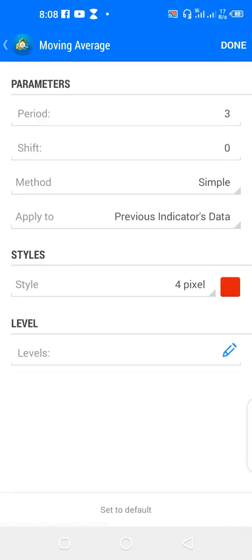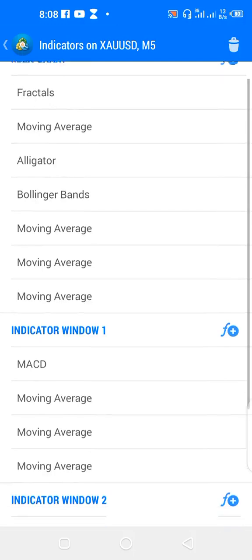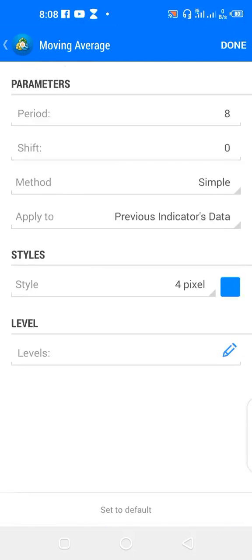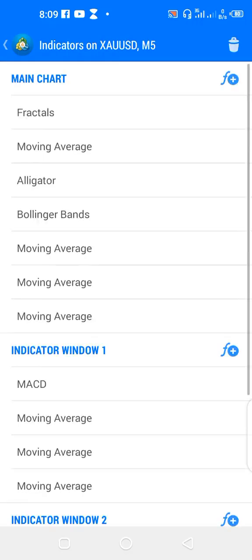Apply to previous indicators data, color is red. The second moving average, we have period to be 8, shift is 0. Method is simple. Apply to previous indicators data, color is blue.